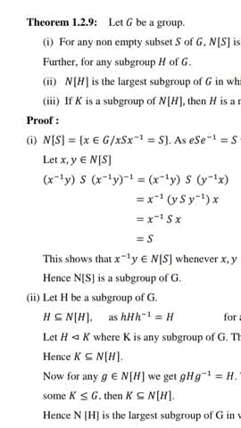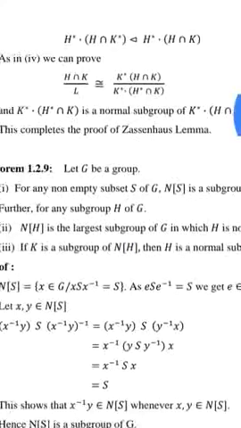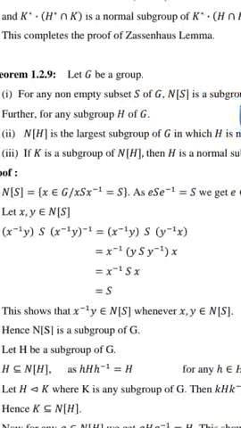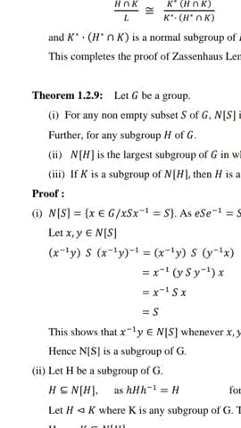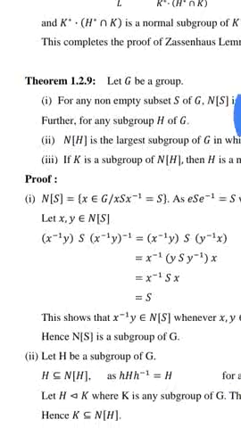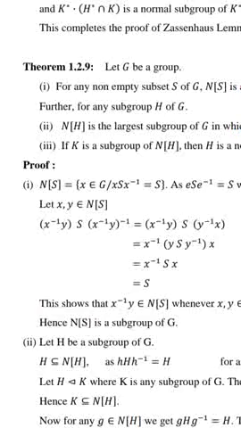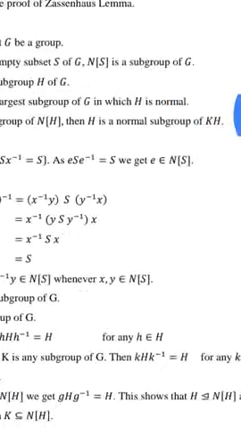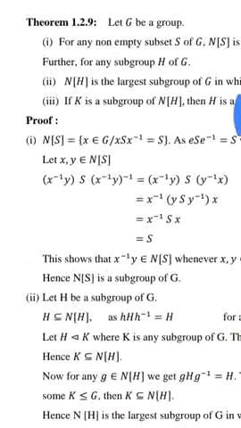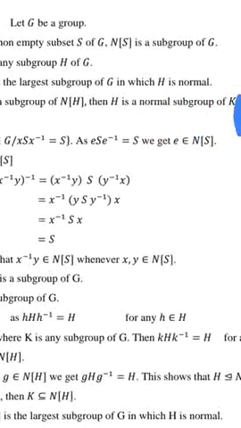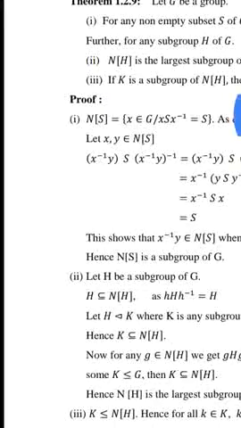I will discuss theorems on groups from the algebra of MSc part one, semester one. There is a theorem: let G be a group. For any non-empty subset S of G, N(S) is a normal subgroup of G. Further, for any subgroup H of G, N(H) is the largest subgroup of G in which H is normal. If K is a subgroup of N(H), then H is a normal subgroup of KH.